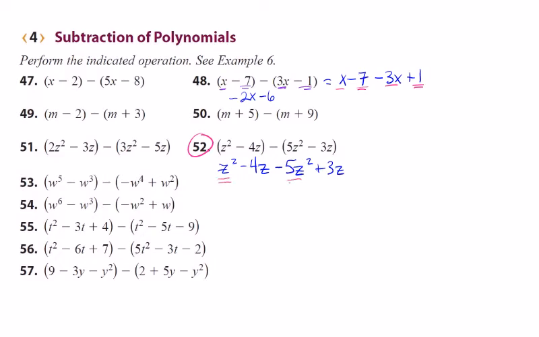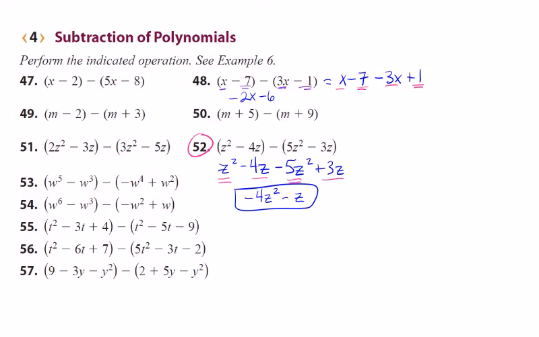Z squared minus 5z squared is negative 4z squared. And negative 4z plus 3z is negative 1z, or just negative z. All right, so that's all it is. All right, let's try 56. That'll be our last example.